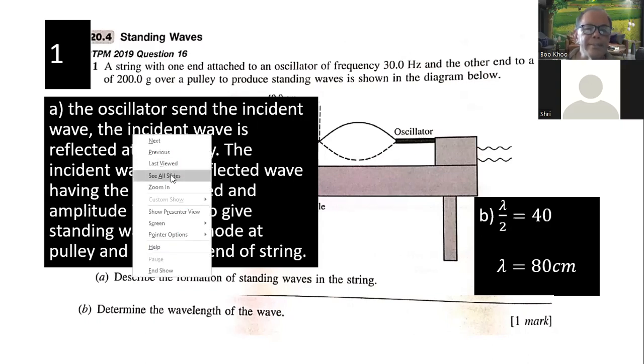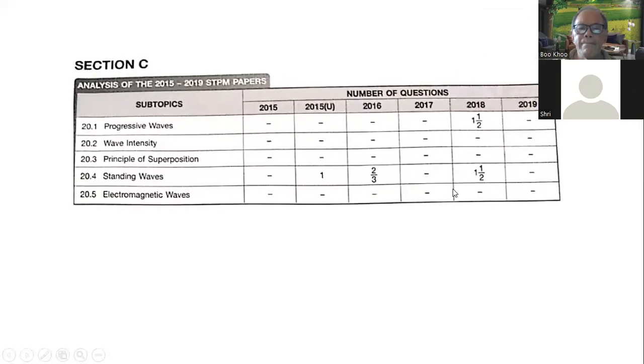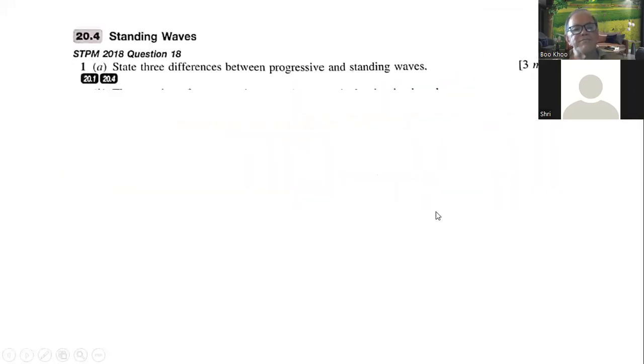Okay, let's carry on. State the three differences between progressive and standing wave. And remember, can't remember.